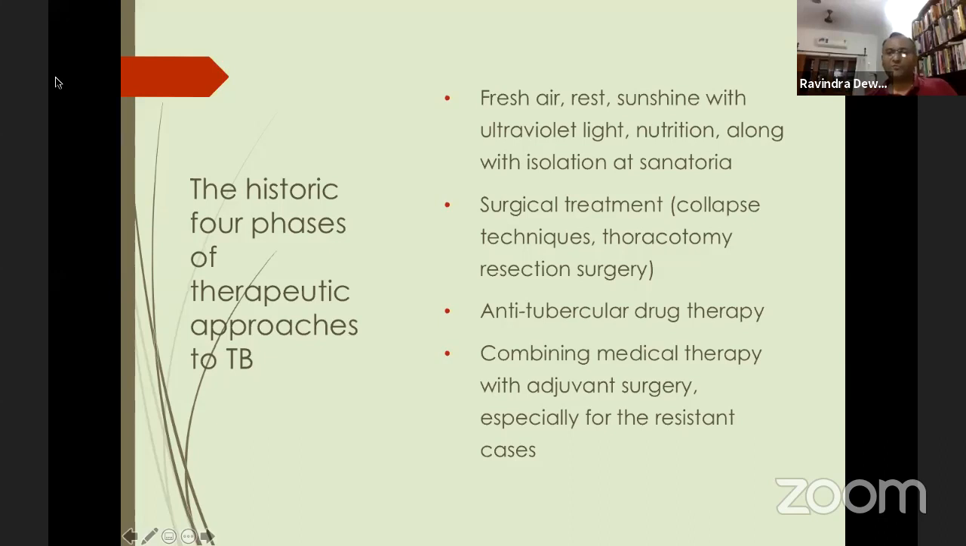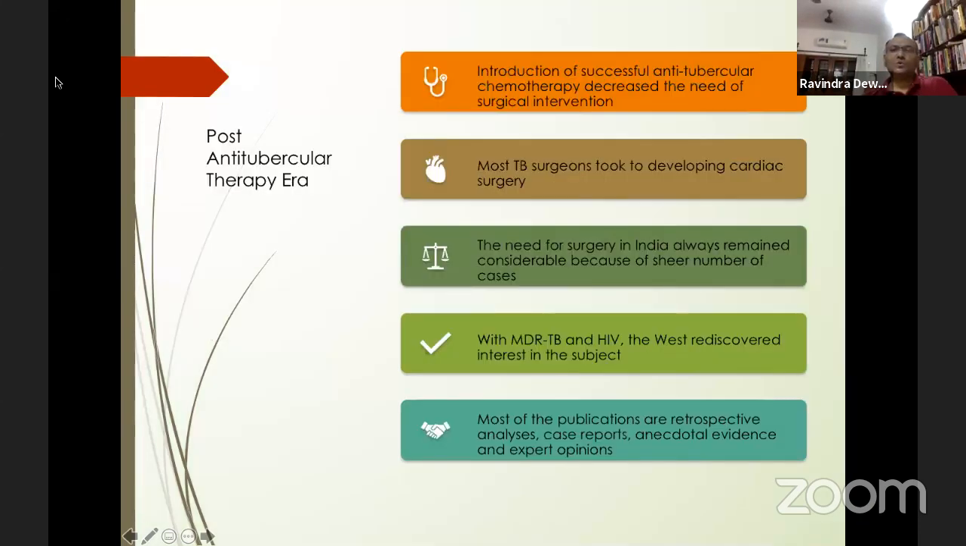But in 1945, anti-tubercular drug therapy changed the entire scenario, and at least in the West, the need for surgical intervention decreased considerably. But for the last 40 or 50 years, the approach has been combining medical therapy with adjuvant surgery as and when needed, especially for resistant cases. So, to recapitulate, the introduction of successful anti-tubercular chemotherapy decreased the need for surgical intervention.